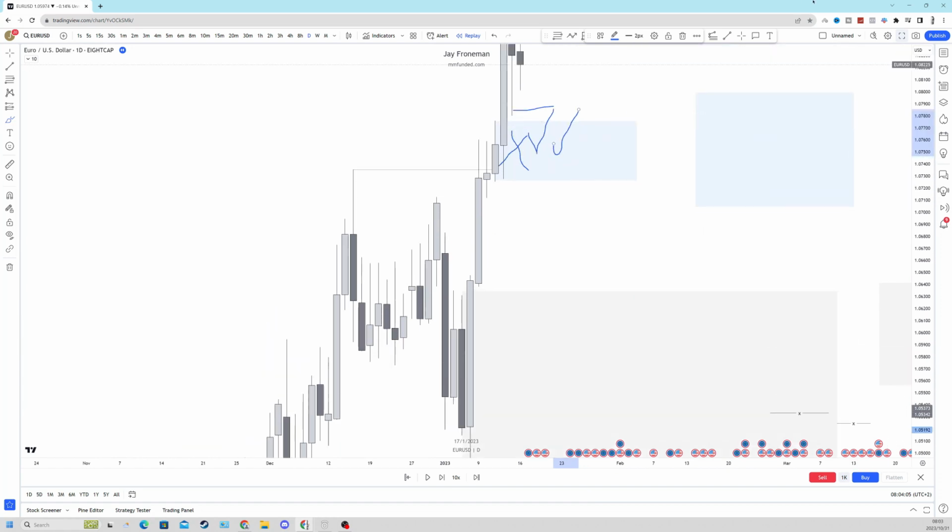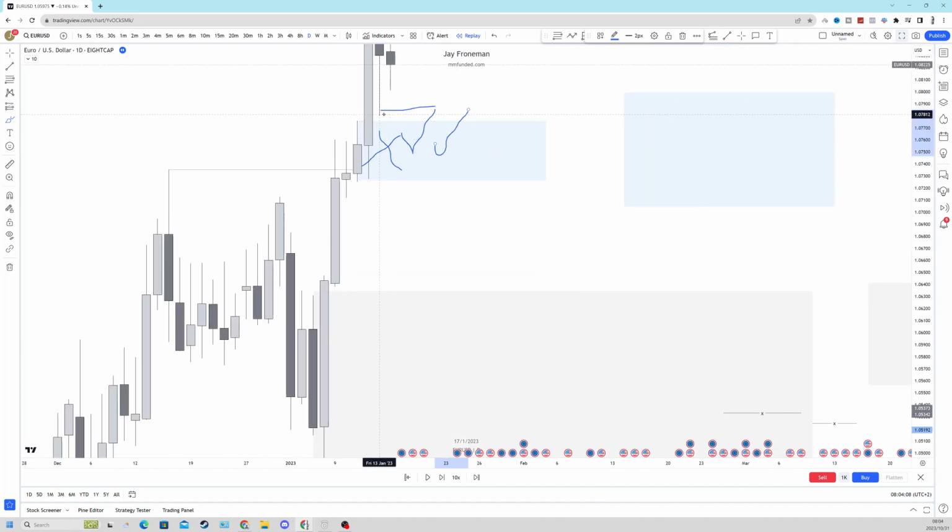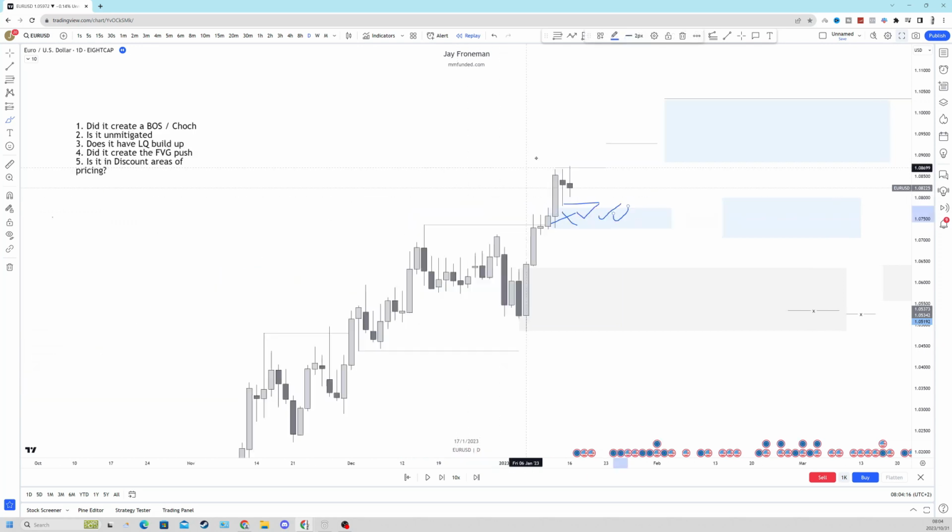Did it create a fair value gap push? Well, if you look carefully, these wicks of candle number 1, 2, and 3 are not overlapping, and we do indeed have a valid fair value gap. So yes, it's created an inefficient push.